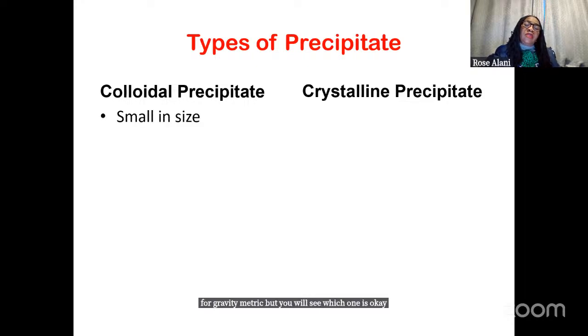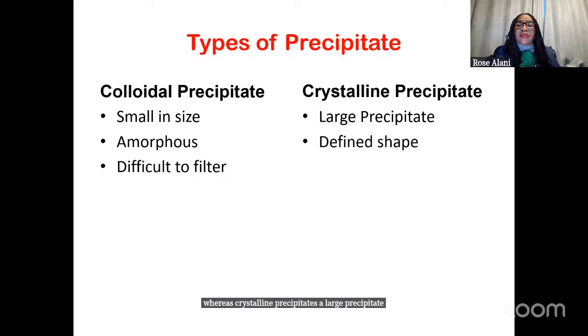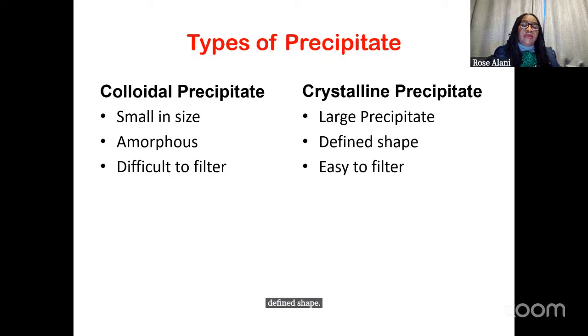Colloidal precipitates are small in size. They are amorphous. They are difficult to filter, whereas crystalline precipitates are large precipitates, of defined shape, and easy to filter.